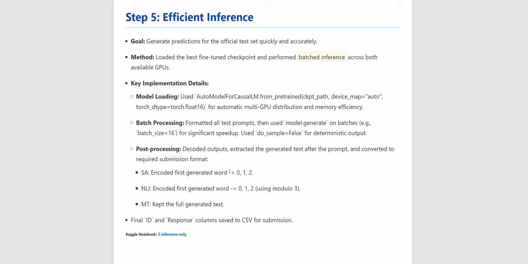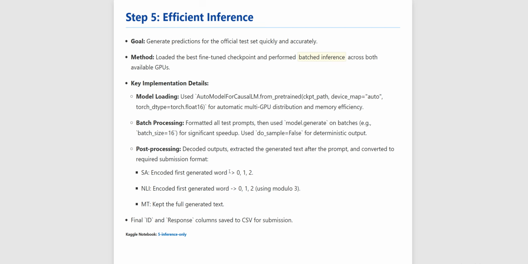Step 5 was inference, generating predictions quickly and accurately. I loaded the best fine-tuned checkpoint and performed batched inference across both available GPUs. For model loading, I used Float16 format with automatic multi-GPU distribution and memory efficiency. The inference is batched, 16 samples per batch, for significant speedup. I turned off sampling for deterministic output.